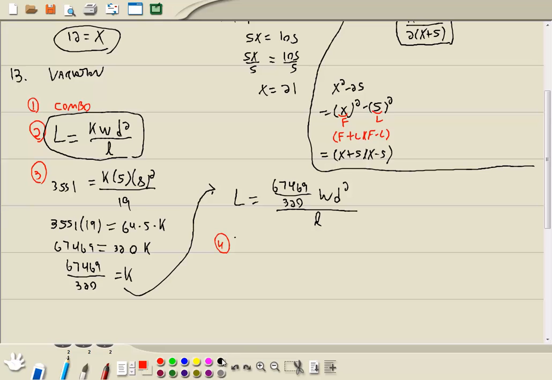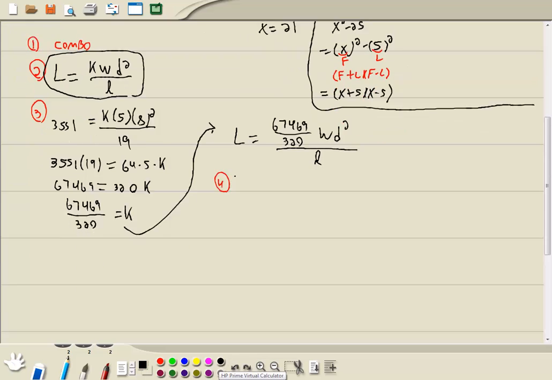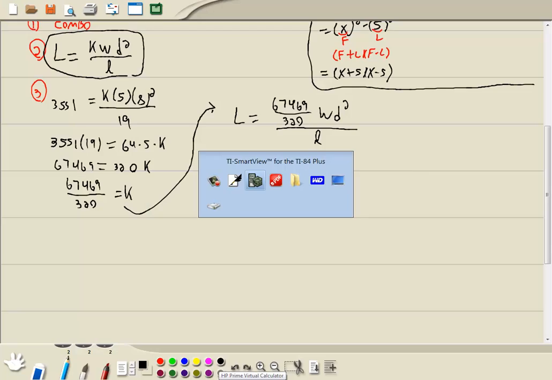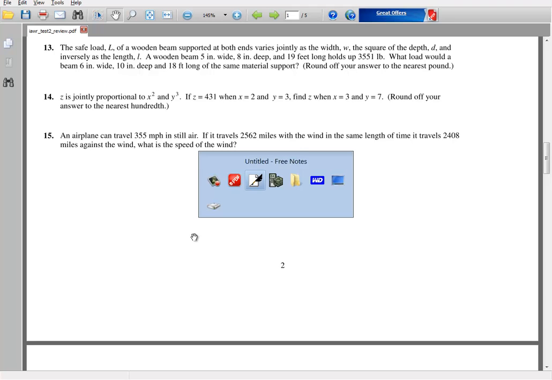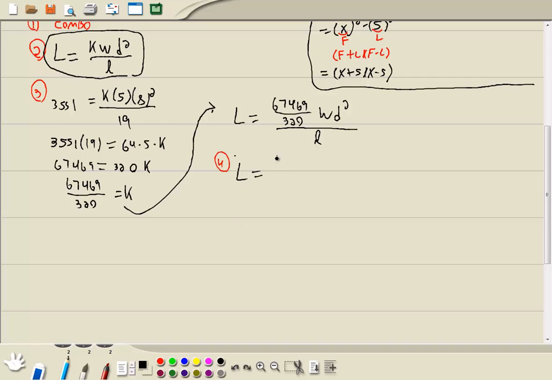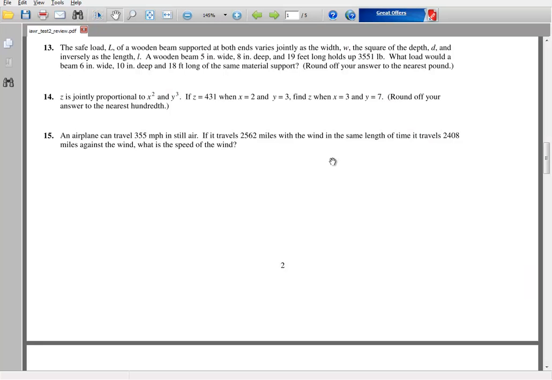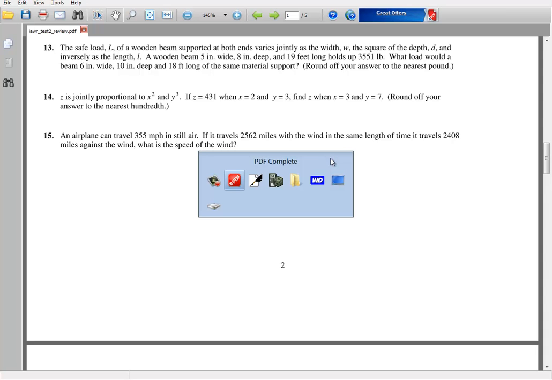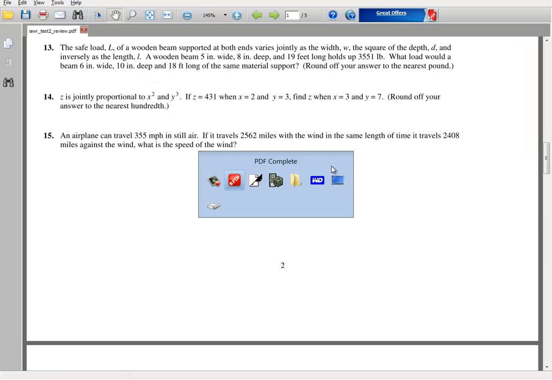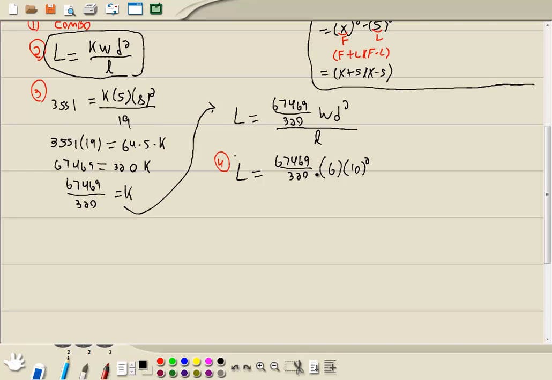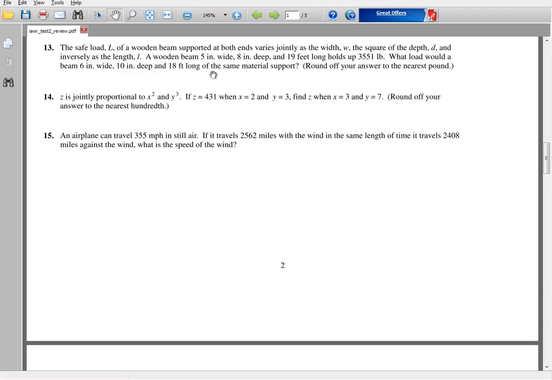Step 4, find what they really want. What do they say? What load, so what would L be? What load would a beam 6 inches wide, so telling us W is 6. So I got 67,469 over 320 times 6 wide, so W is 6, times 10 inches deep, so this would be 10 squared, divided by the length, which would be 18 feet long.